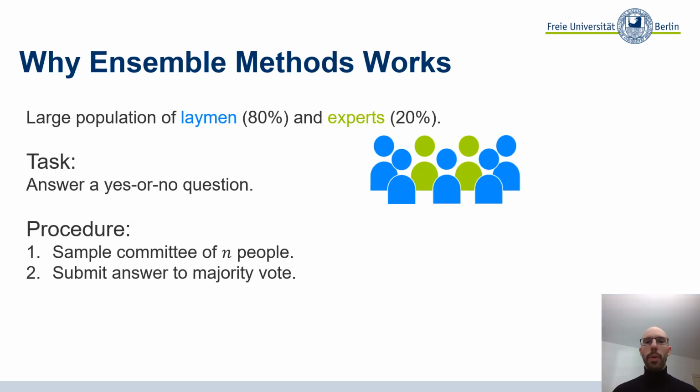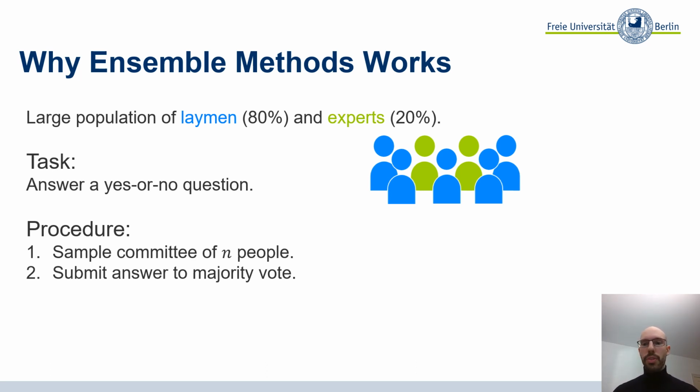So let me give you a bit more of an intuition why combining several predictors into a better predictor might work. Now for this example, I'm going to look at a very large population of people, so not models, but people. And this population consists of laymen making up 80% of the population, and experts making up 20% of the population. And now the task at hand is to answer a yes or no question, for example, for a quiz. And we need to come up with the right answer.